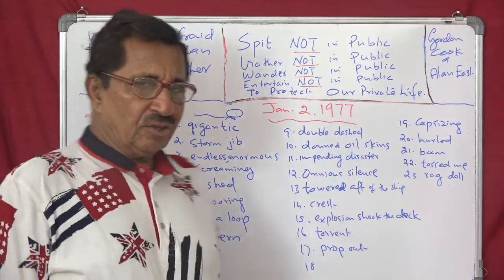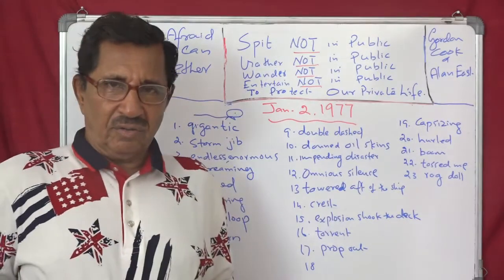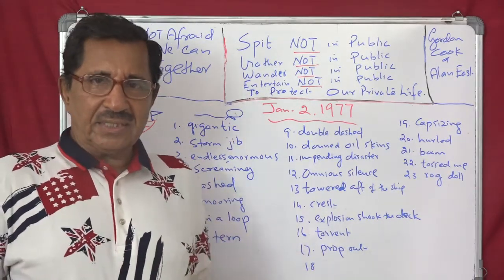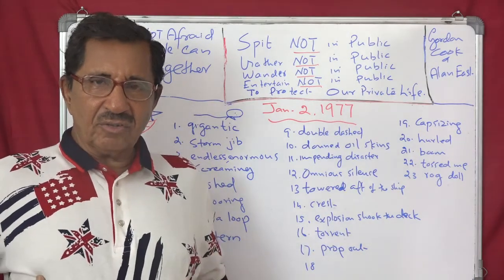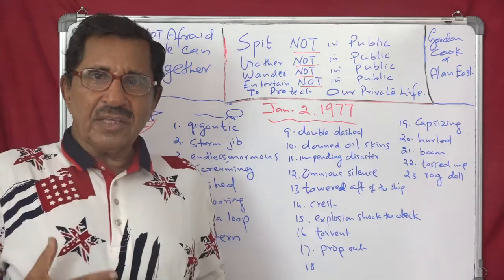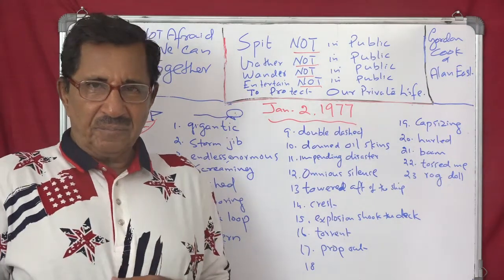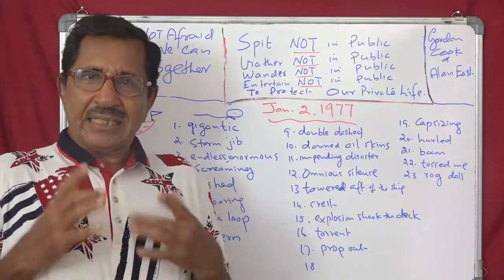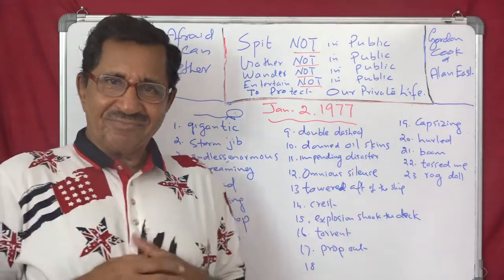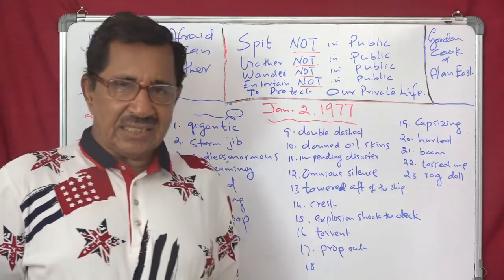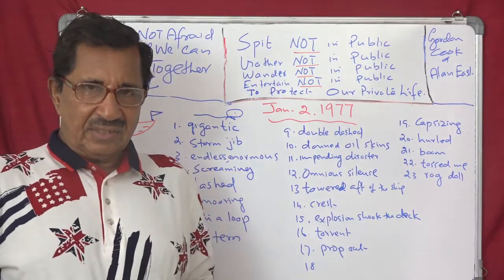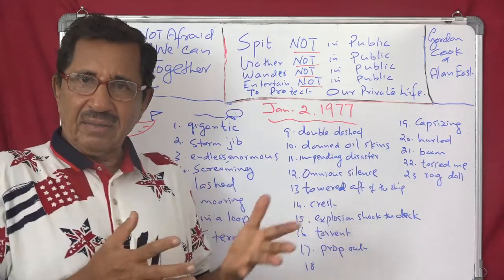Donned oilskins. Donned means to wear, put on. Donned, that is past tense. Oilskin means very thick cotton clothes, waterproofed with oil. Waterproofed thick cotton clothes.